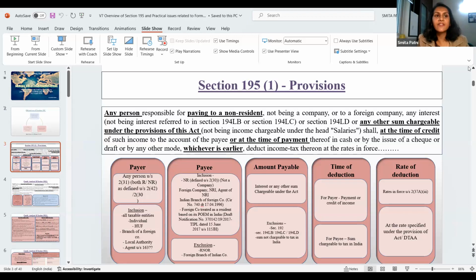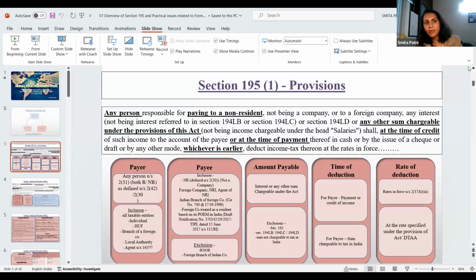Reading the very first line: any person responsible for paying to a non-resident, not being a company, or to a foreign company. Any person would include all the payers, irrespective of being a resident or a non-resident. Any person as defined under section 2(31) has 7 categories: individual, HUF, company, local authority, artificial juridical person, firm. So all these categories are responsible for deducting TDS whenever any payment is made to a non-resident.